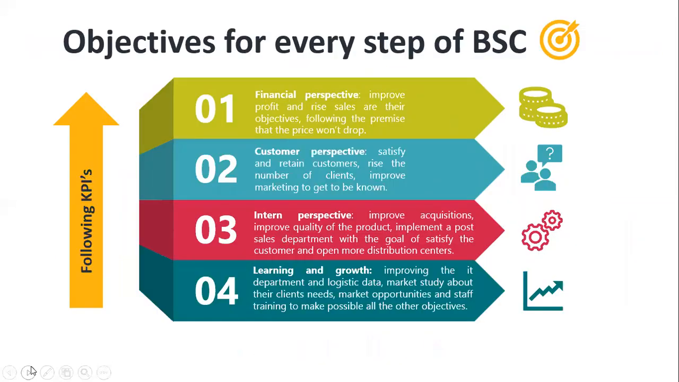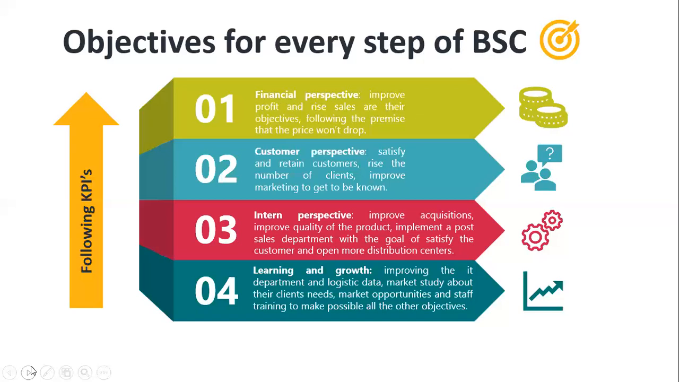Then the objectives for every step of the balanced scorecard. I'm going to start from the bottom to the top, so I'm going to start from number 4: learning and growth. Improving the learning and growth of the department and logistic data. Now they have just manual information, so they want to improve that data and make studies about their clients' needs and market opportunities, and staff training, to make possible the other objectives. That will be the objective of learning and growth.